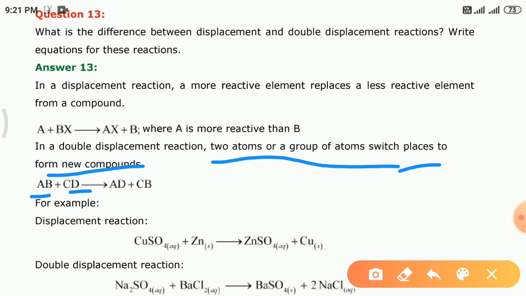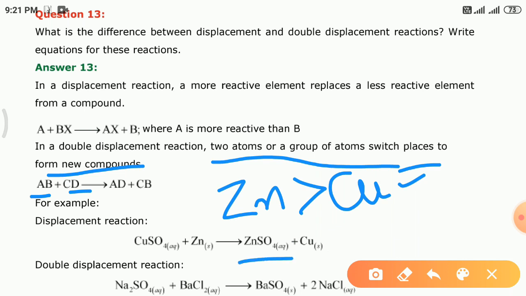For example, a displacement reaction is copper sulfate plus zinc. We know that zinc is more reactive than copper, so it will displace the copper from its compound, copper sulfate. Then it will form zinc sulfate plus copper. An example of a double displacement reaction is sodium sulfate plus barium chloride giving barium sulfate plus sodium chloride. Here we get a white precipitate due to the formation of barium sulfate.